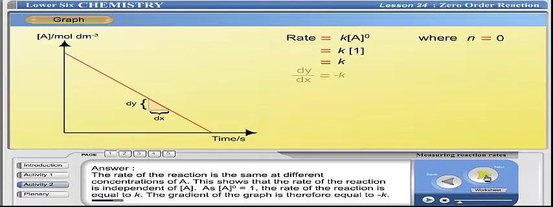Answer. The rate of the reaction is the same at different concentrations of A. This shows that the rate of the reaction is independent of concentration of A. As the concentration of A to the power 0 equals 1, the rate of the reaction is equal to k. The gradient of the graph is therefore equal to minus k.